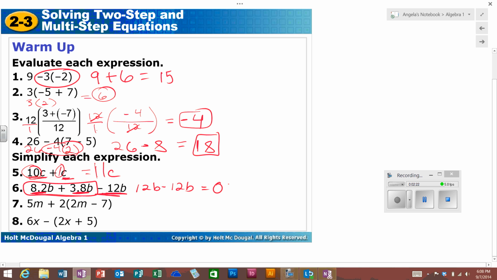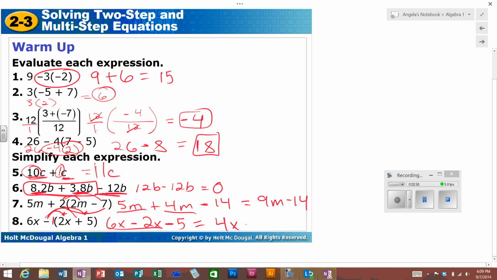All right, so let's go ahead and do our next one. I'm going to distribute, so I have 5m plus 4m. 2 times a -7 makes a -14. Then I can combine these, so I get 9m minus 14. Okay, lastly, I have just a negative sign that needs to get distributed, so you can treat it like a -1. So that makes 6x minus 2x minus 5, because that negative has to go to both. So now 6x minus 2x becomes 4x minus 5.